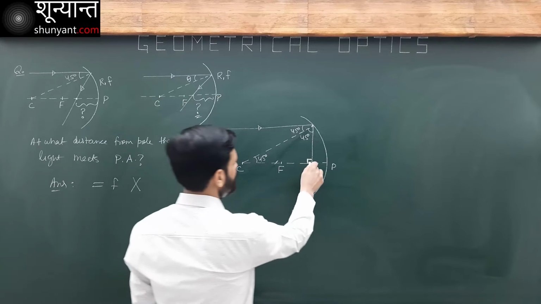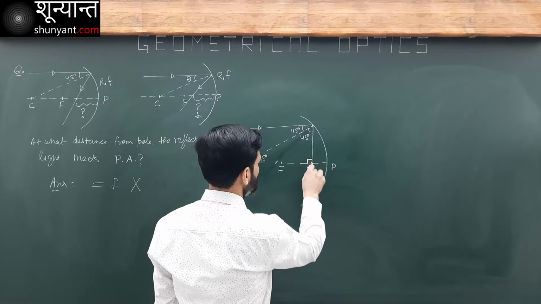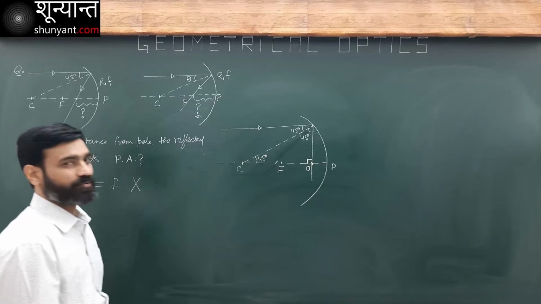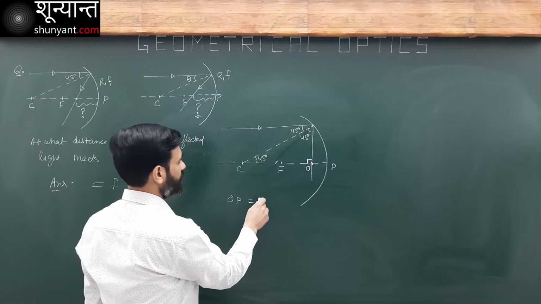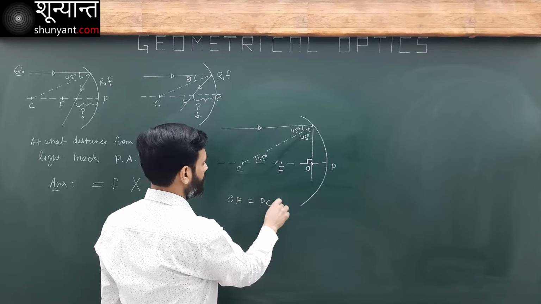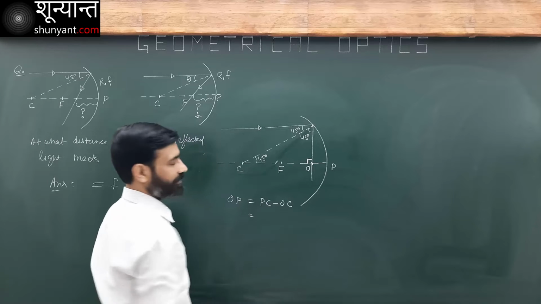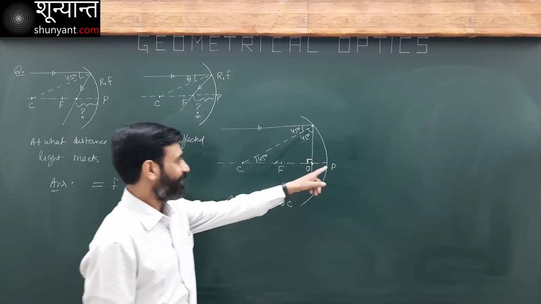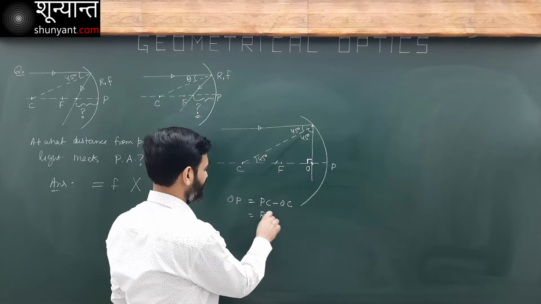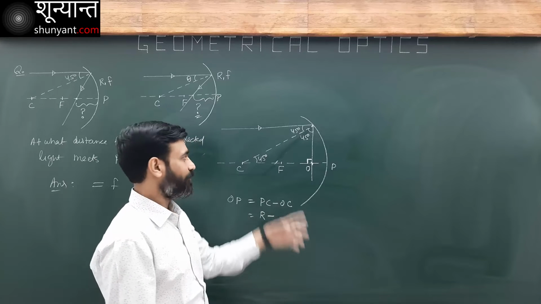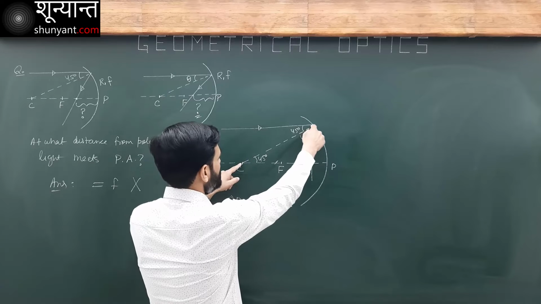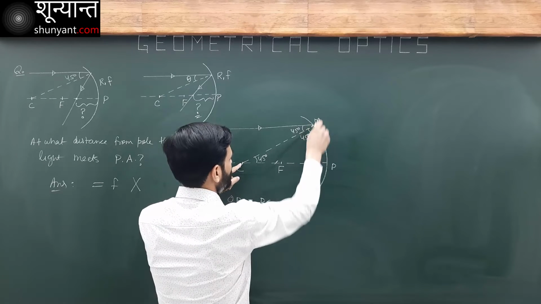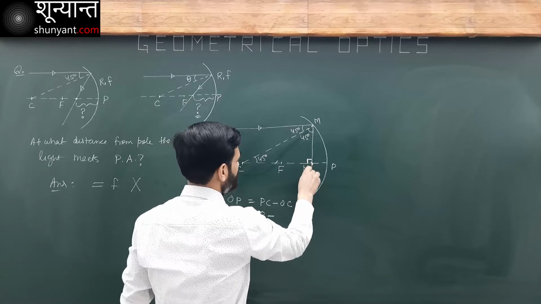Let's say that it intersects here at point O. So what will be OP? It will be equal to PC minus OC. What is PC? It is equal to R. What is OC? It is equal to R. This thing is also R. Let's say this is M here and N here. Let me write it as N.